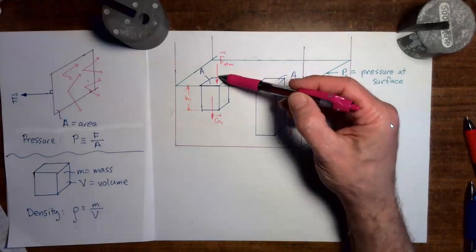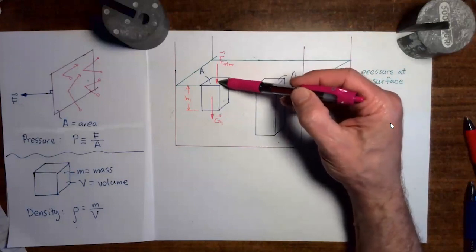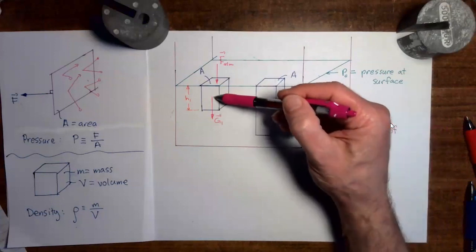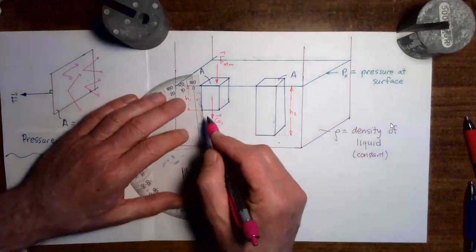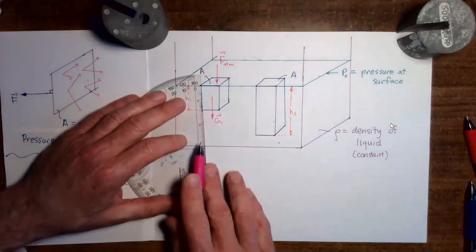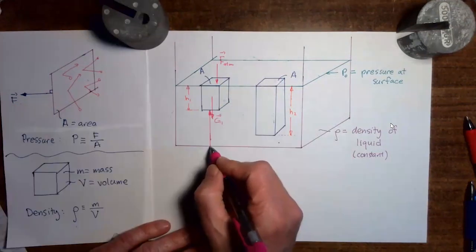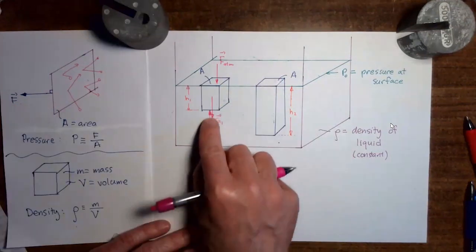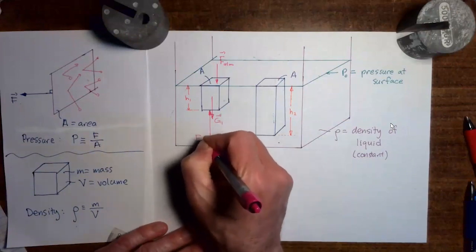Notice that I now have two downward forces. I have the force from atmospheric pressure pushing down on the top surface. I have the weight of the liquid column. So these two need to be balanced by an upward force. What would that upward force be? Well, that upward force would be the force from the liquid pressure pushing up on the bottom surface. Let's call this force from the liquid pushing upward on the bottom surface F liquid.